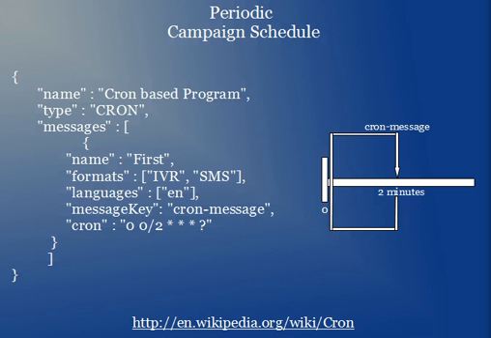Periodic campaign schedules make sense for routine, patient-specific information. The JSON on your screen reveals that the message there will be repeated on a periodic basis, and it will be sent both in interactive voice response, which is IVR format, and in SMS format. This means that we're going to both make a phone call and send a text message. This message will be in English, and it has the unique key of cron message. That cron expression there just means that this message is going to be repeated every 2 minutes.